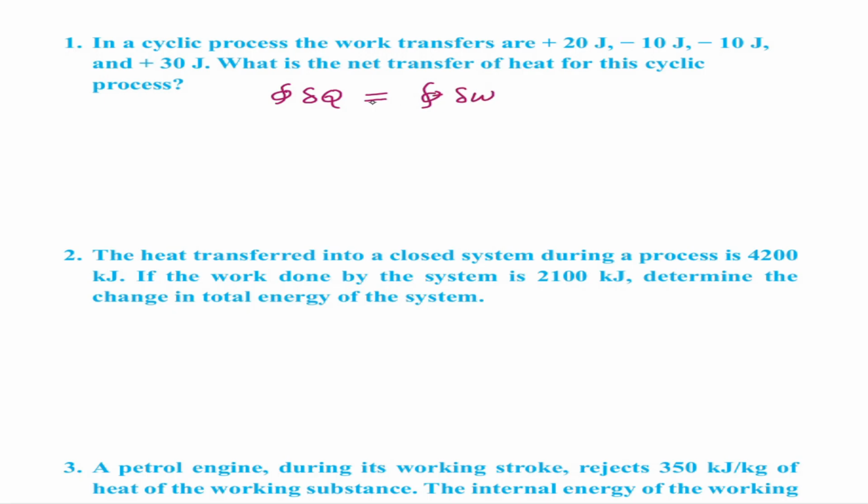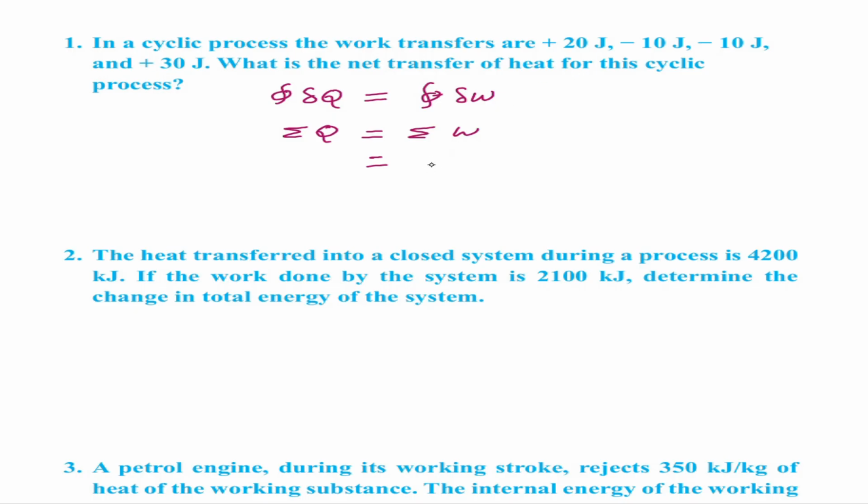Here this circle indicates the cyclic process, right? So in other words, we can say the summation of net heat is equal to the summation of net work transfer during the cyclic process. This Q is the net heat transfer during the cyclic process. So here we have to calculate the net heat transfer. Here we are already given the net work transfer.